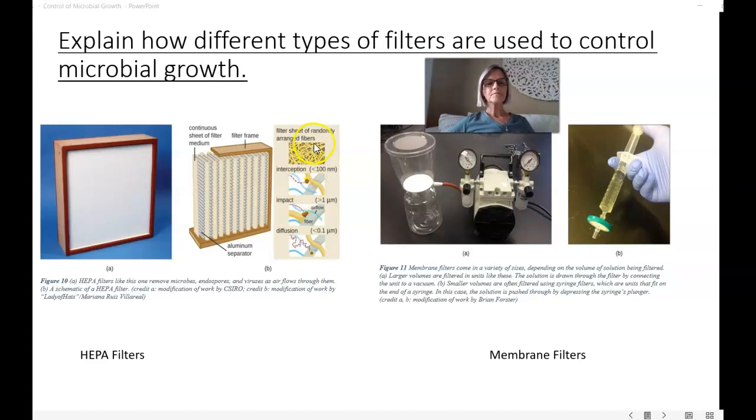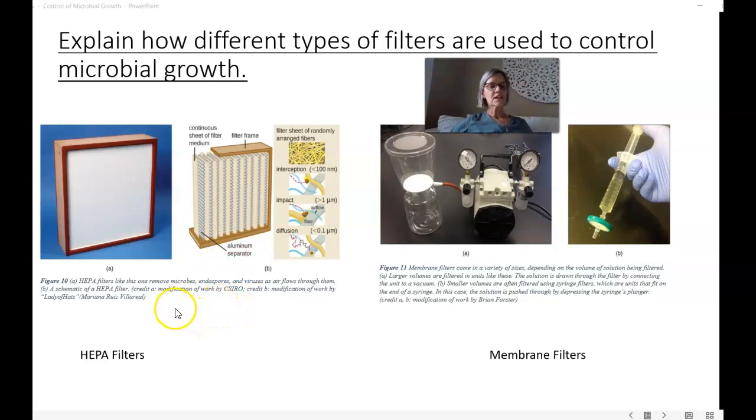But there's different kinds of HEPA filters. Some are designed to remove bacteria. Some are actually designed to remove bigger things like pollen. Some can trap bacteria, and there's some really specialized ones that can trap viruses.